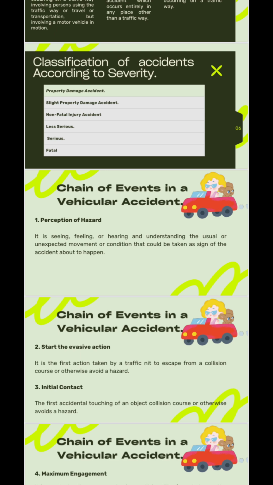Number 6, fatal accident. This type of accident results in a loss of life. Fatal accidents can involve a single individual or multiple people, and they typically occur in severe crashes or incidents. Example, a driver runs a red light and collides with another vehicle, causing the other vehicle to flip over. The driver of the flipped car is killed at the scene, making it a fatal accident.